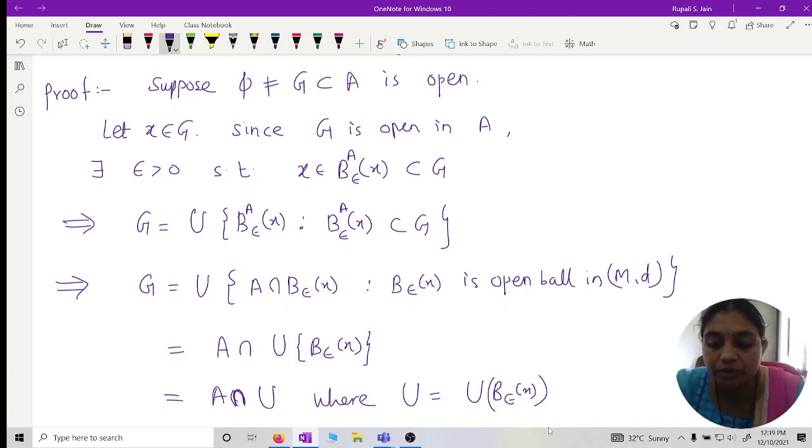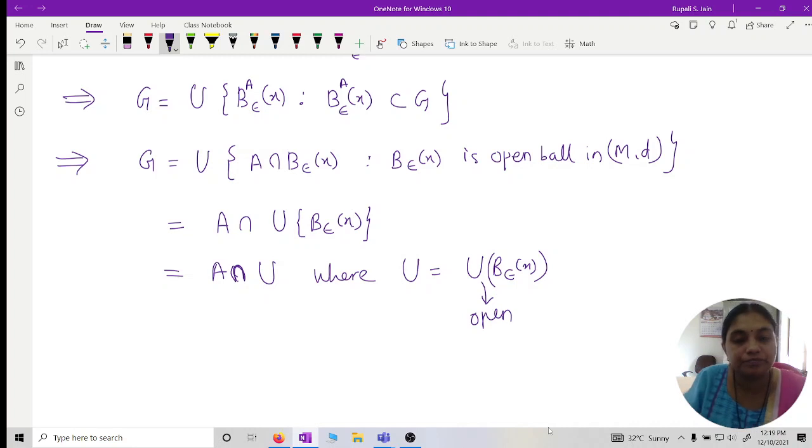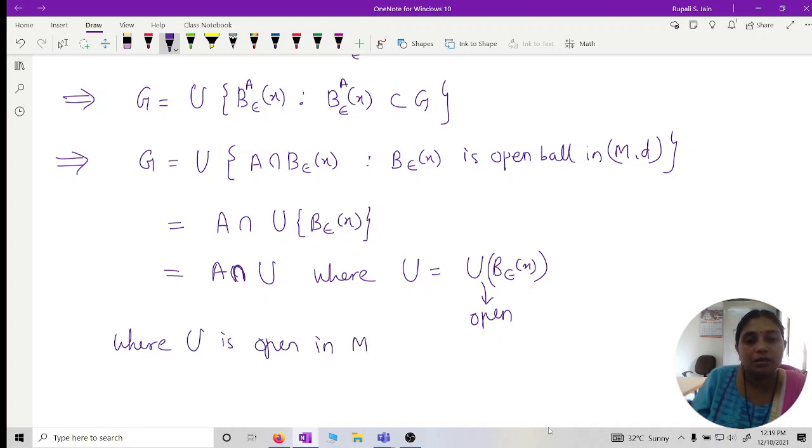And we know that union of open balls is open. Every open ball is an open set, and union of open sets is again open. So which is open. Is that right? Yes, sir. U is open in MD.